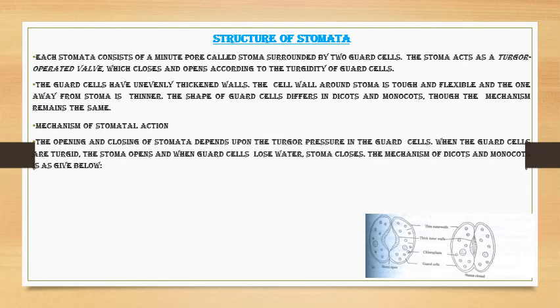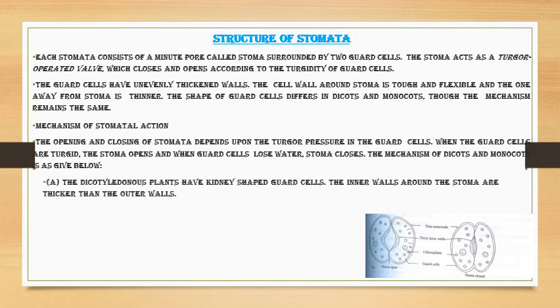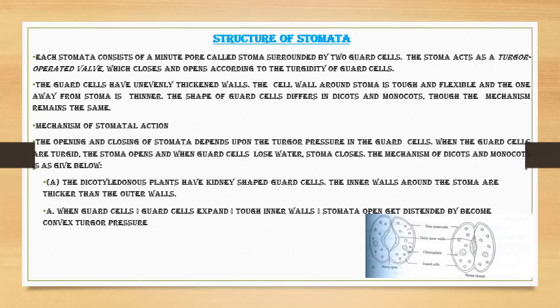Mechanism of stomatal action. The opening and closing of stomata depends upon the turgor pressure in the guard cells. When the guard cells are turgid, the stoma opens, and when guard cells lose water, the stoma closes. The mechanism in dicot and monocot is as given below. Dicot plants have kidney-shaped guard cells. The inner walls around the stoma are thicker than the outer walls. The guard cells expand, the tough inner walls get distended, and the stomata open.